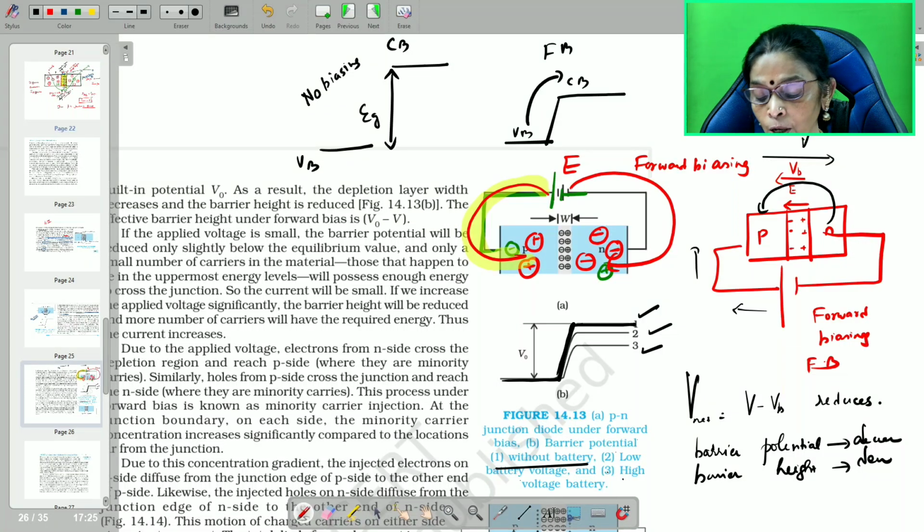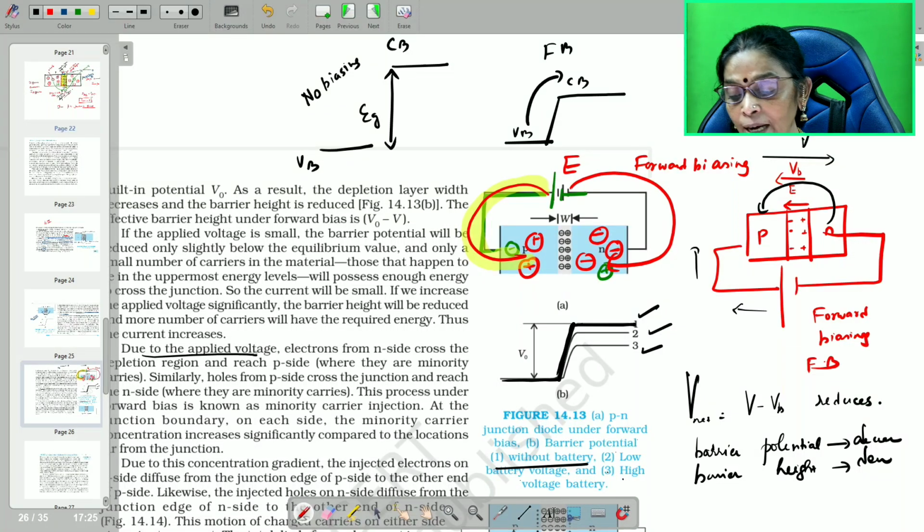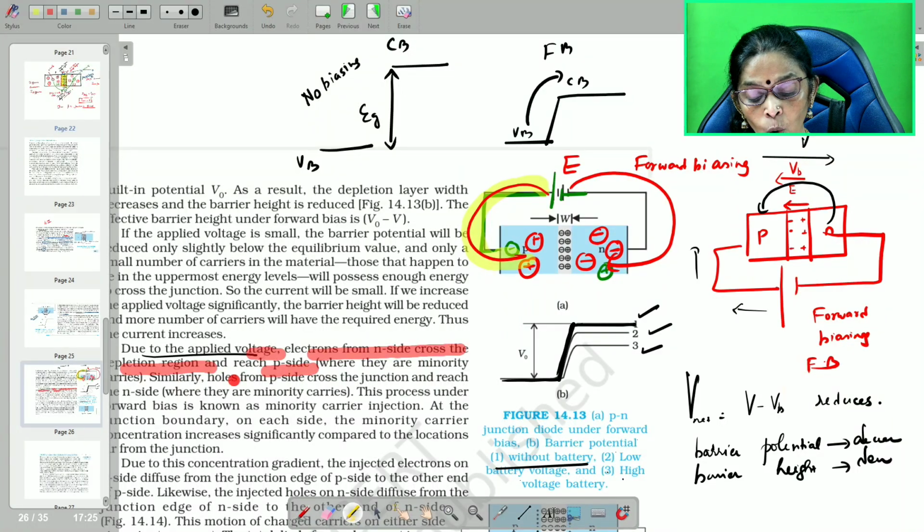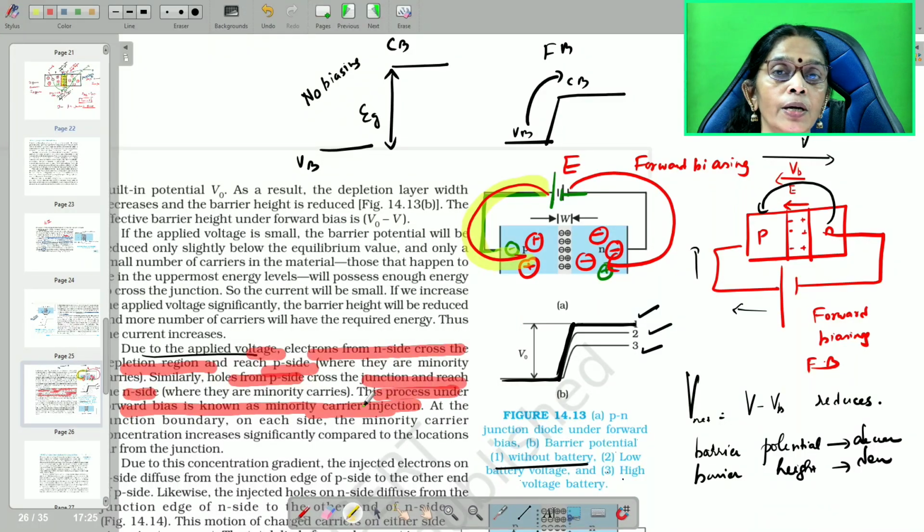So, therefore, you can say due to the applied voltage, electrons from the N side cross the depletion region and reach the P side. Similarly, holes from the P side cross the depletion region and reach the N side. This process is known as minority carrier injection. Why minority charge carrier injection?